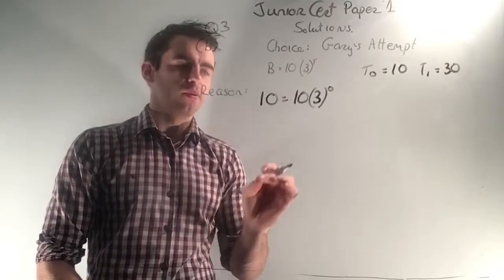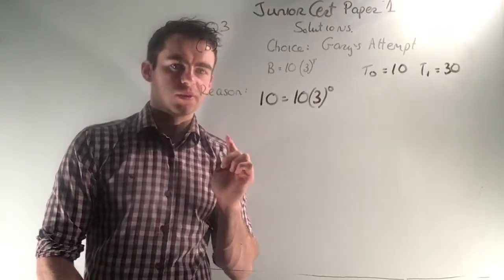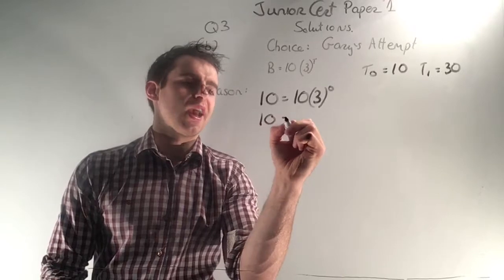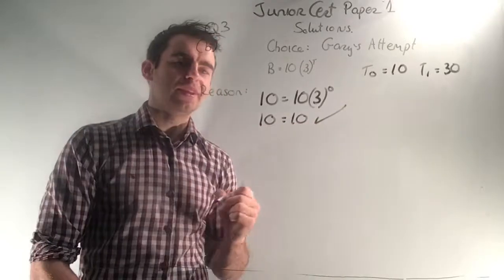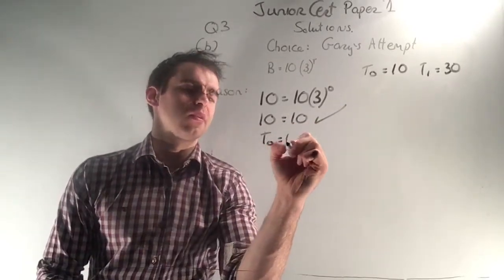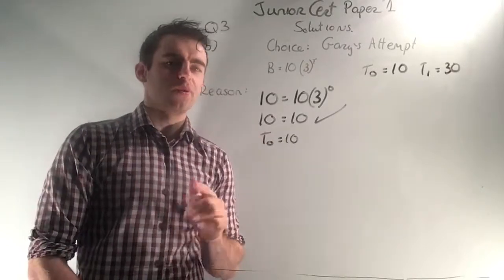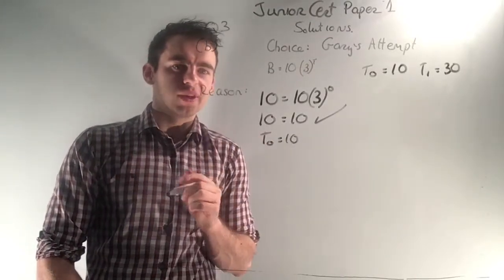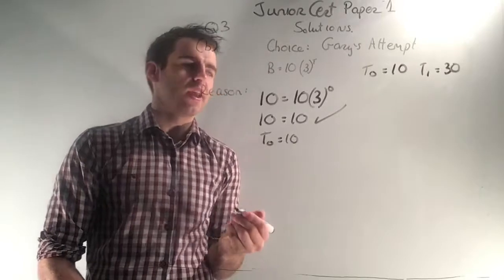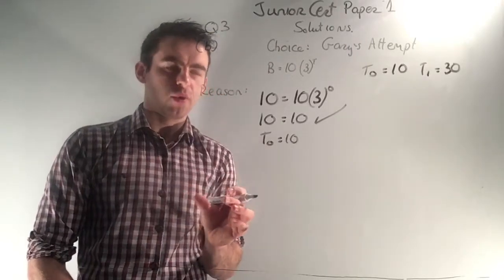Remember, one of your rules of powers is that any number to the power of 0 is 1, which means I'm just left with 10 is equal to 10. So happy days, it works for t0 equals 10. But just because it works for one of the coordinates doesn't necessarily mean it'll work for the next one. So we should try it for 2 different coordinates.